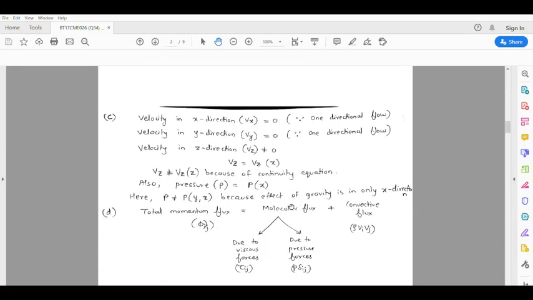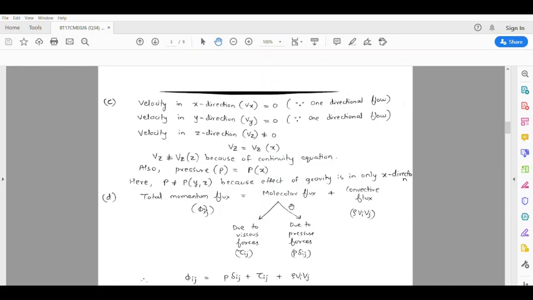So in C part, you can see that the flow is in one direction, that is z. So we can consider the velocity in x direction and velocity in y direction as 0. Further, the velocity in z direction is a function of only x. This is because it is not a function of z because of the continuity equation, and it is not a function of y because end effects are neglected. Similarly, pressure is only a function of x.